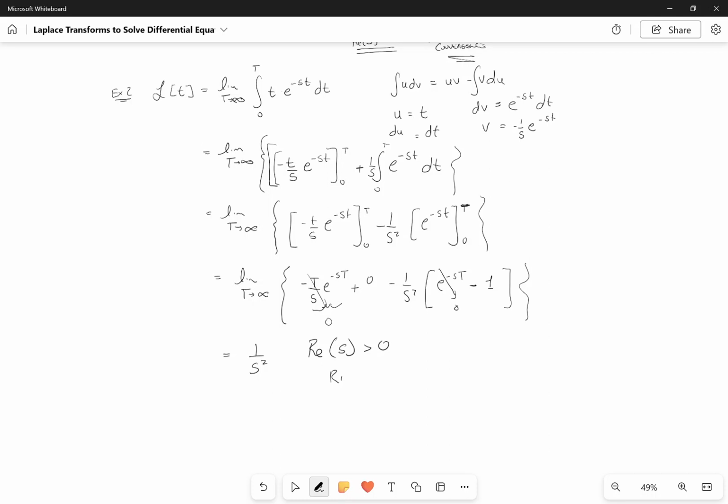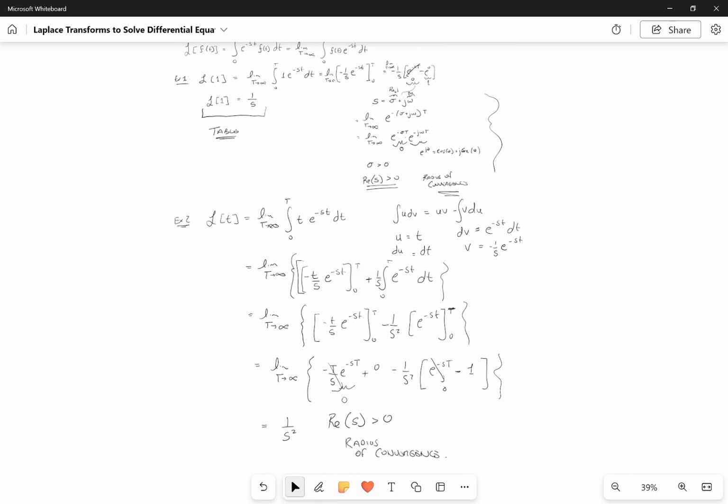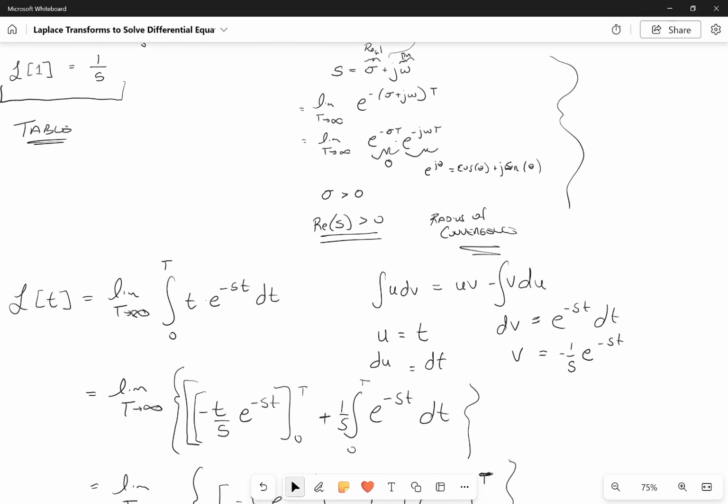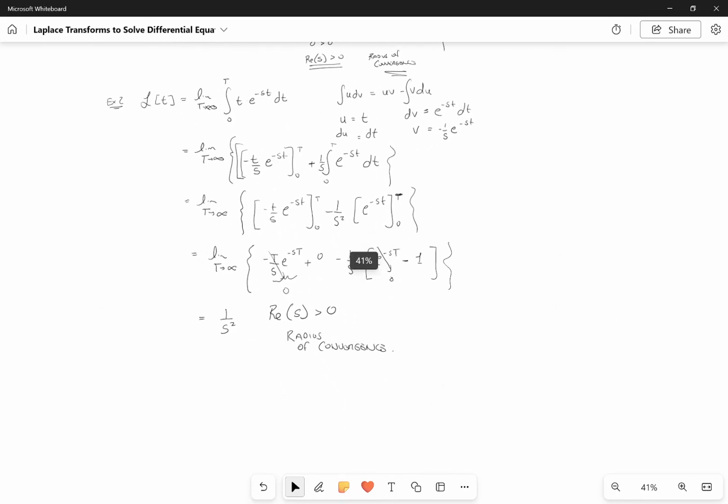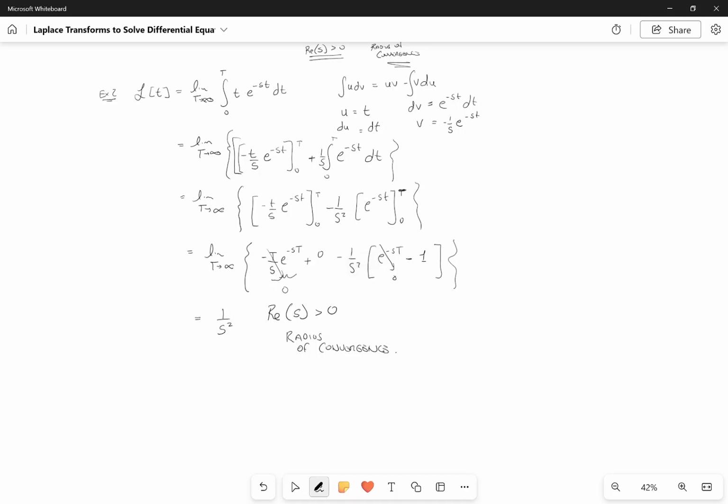This is my radius of convergence. By the same token as what we have here, it's basically the same thing, so we can't ignore that fact. When we say that the Laplace transform of t is 1 over s squared, that equality is only valid when the real part of s, or otherwise sigma, is greater than 0. Otherwise, it blows up, and the equality is no longer there.